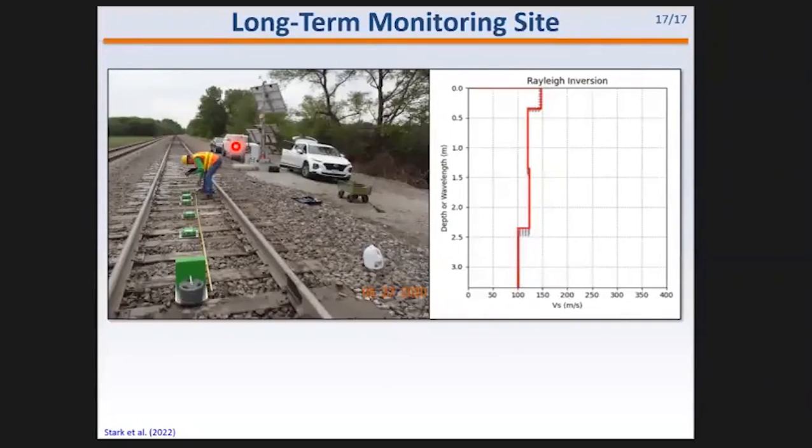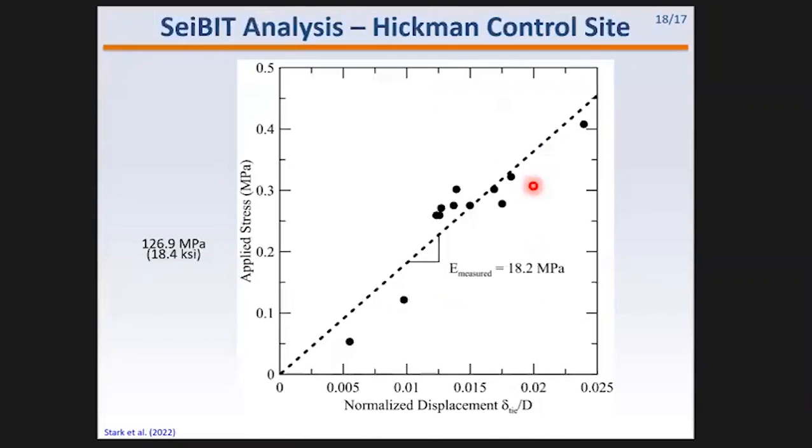So here's Chuck. This is the fouled site. Yeah, this is the fouled site. If you look back here, you can see some fouling material in the track. And here's the associated shear wave velocity profile for this particular site. So Chuck ran this at both the fouled and the control site. So here is the, looks like the control site.